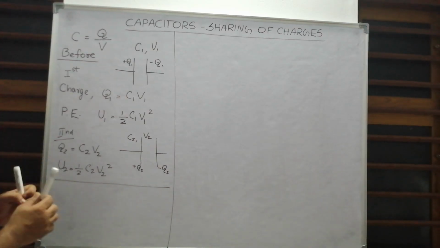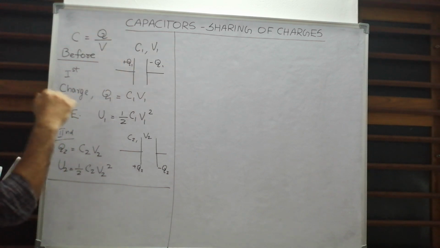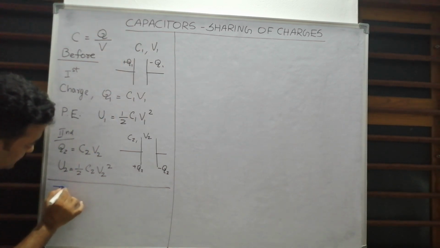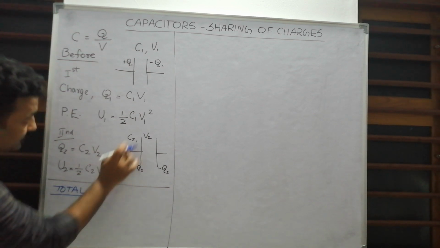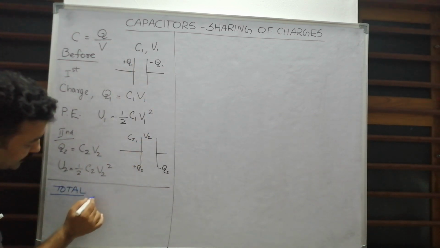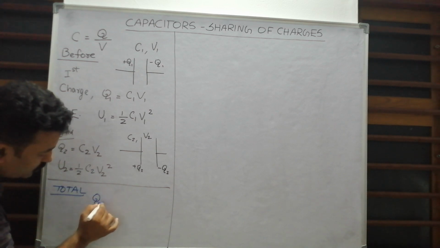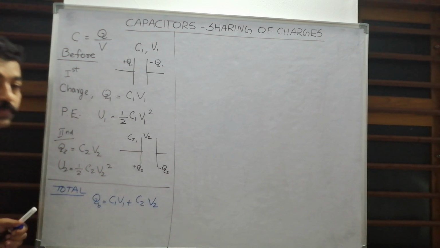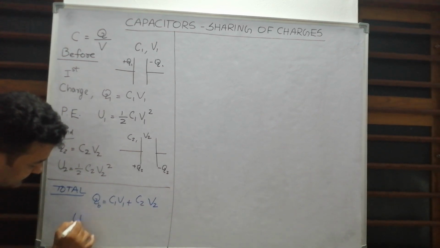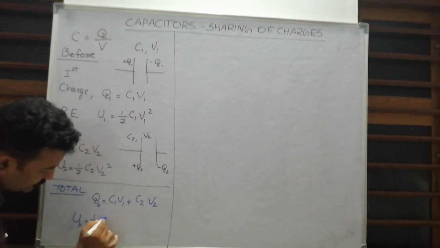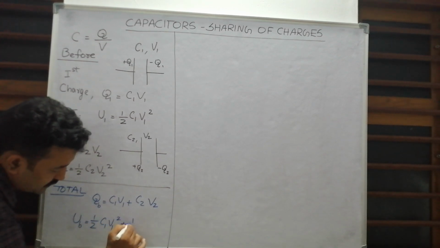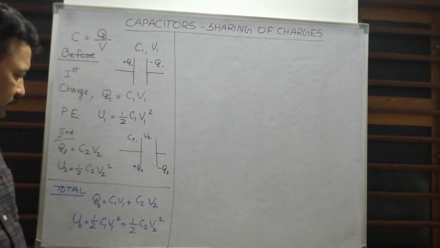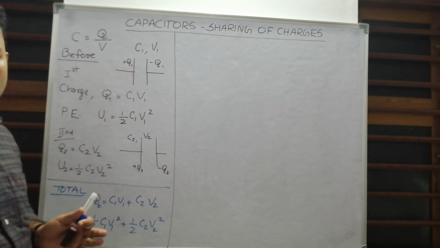So, put together, before connecting or before sharing starts, the total charge content of capacitors 1 and 2 can be written as Q before equals C1 V1 plus C2 V2, and the total potential energy before is half C1 V1 square plus half C2 V2 square. This is very simple. You know everything that is happening before.